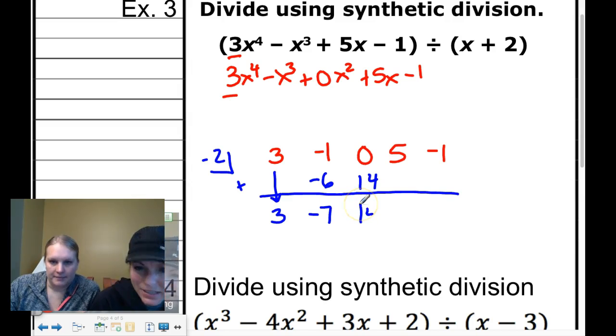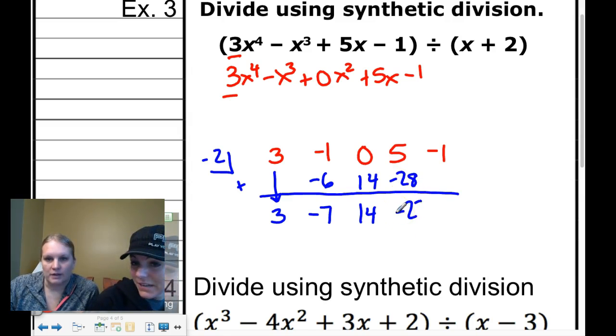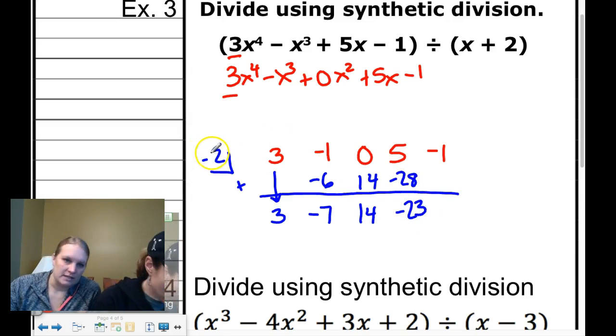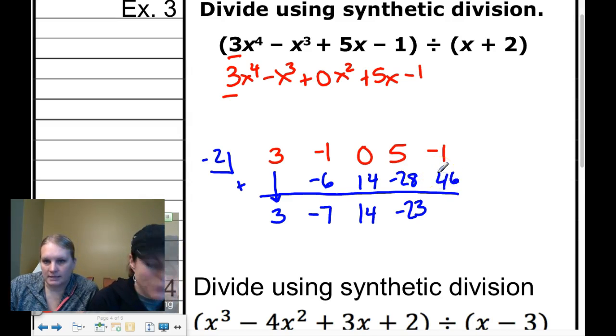Now we add. And now we multiply. 14 times negative 2 is a negative 28. And now we add. That's negative 23. And we multiply. Negative 23 times negative 2 is a 46. And we add. And we get 45. And there we're done. This is our remainder. Always remember that. The last one's our remainder.